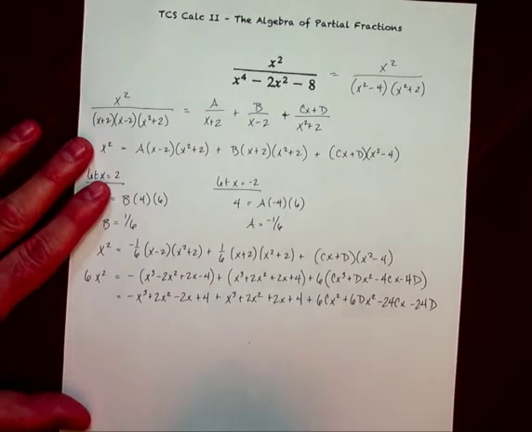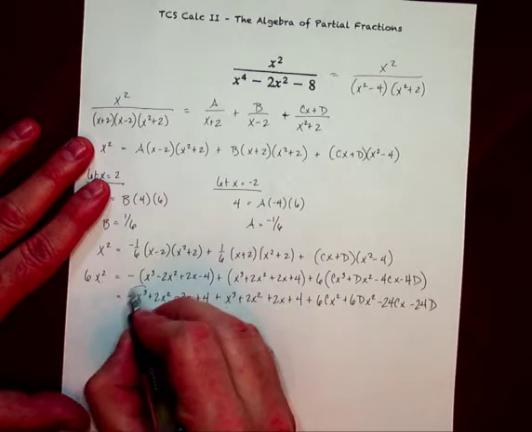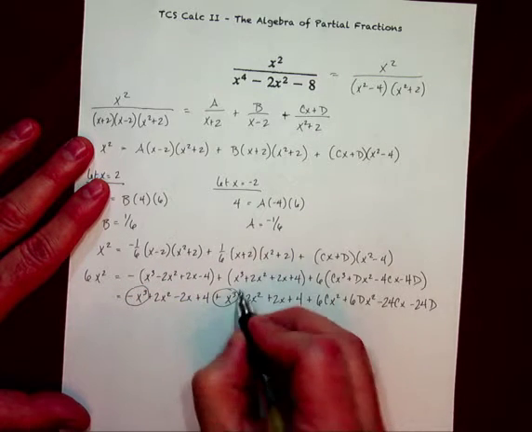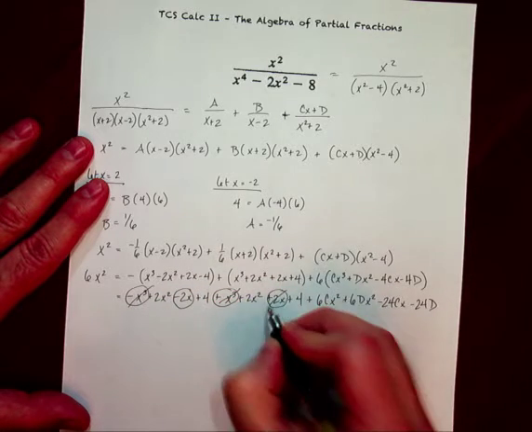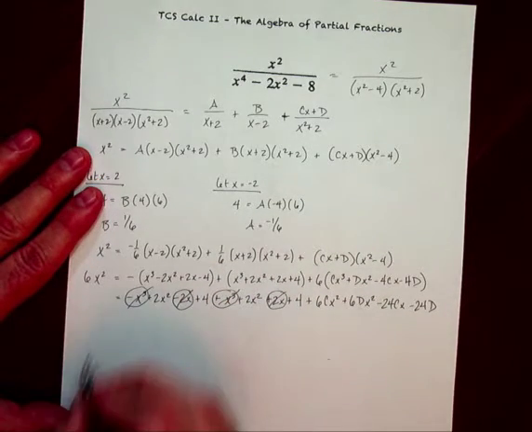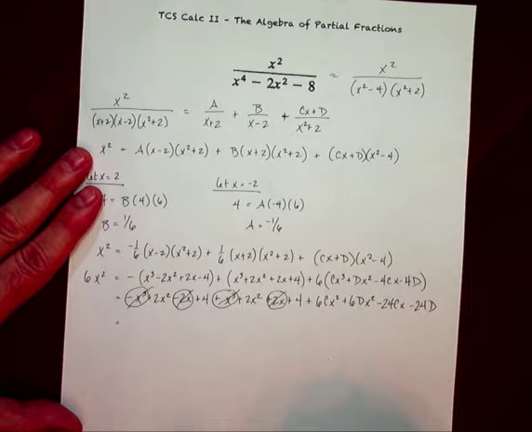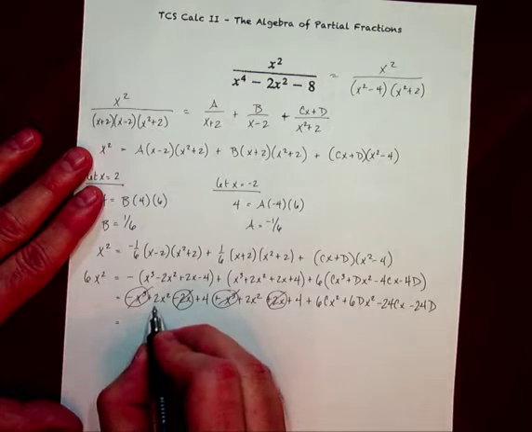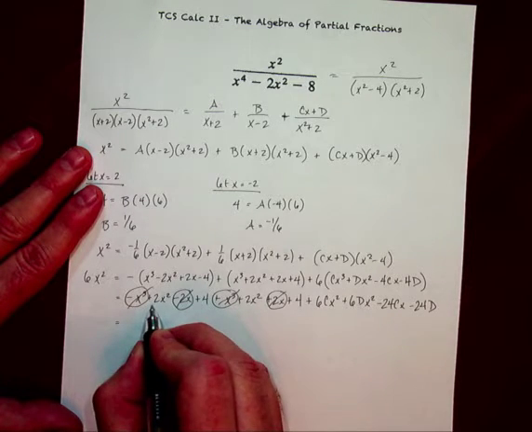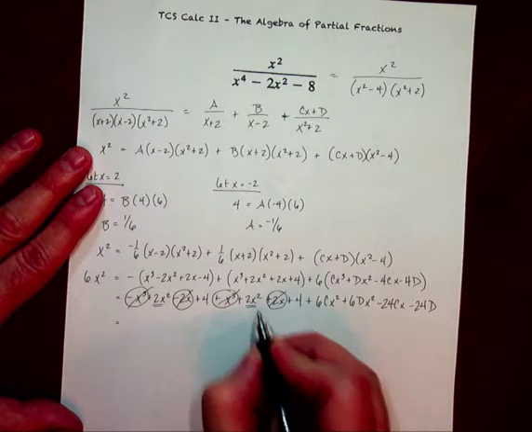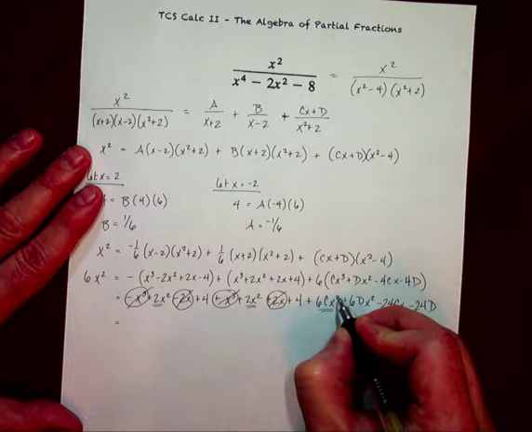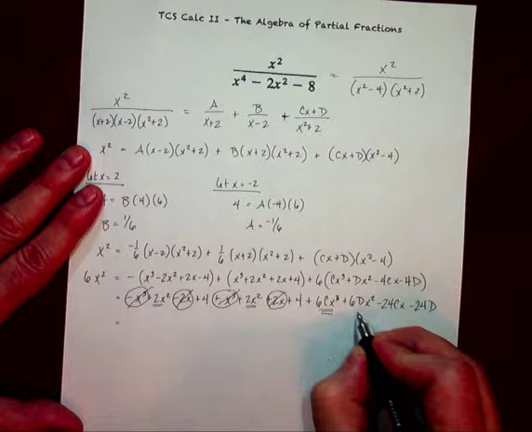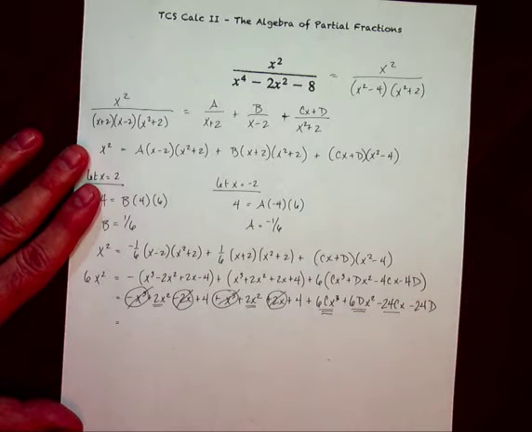Now, a couple of these go bye-bye. This and this are additive inverses. This and this are additive inverses. And now I want to collect like terms. In collecting like terms, this is second degree, this is second degree, this is second degree, and actually this is supposed to be third degree. This is second degree, this is first degree.